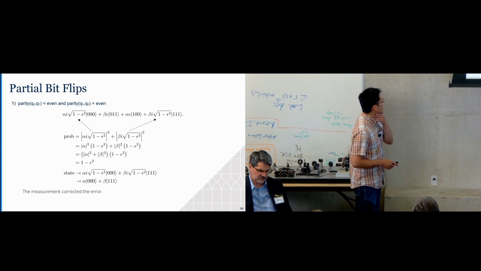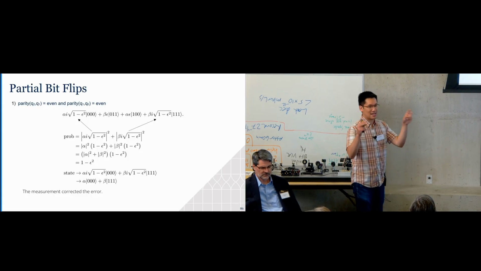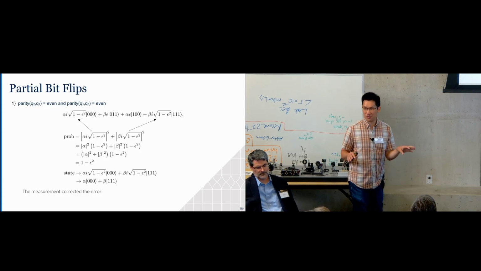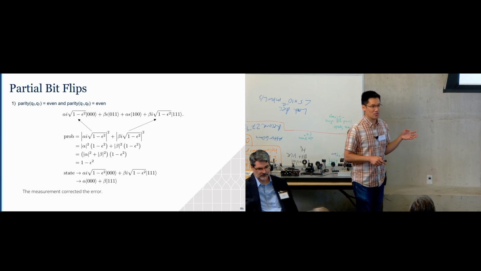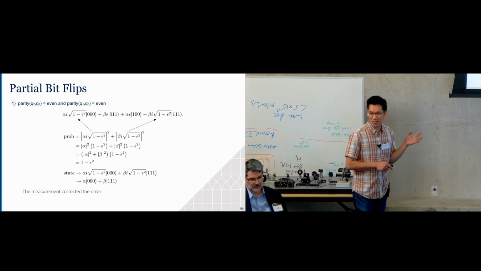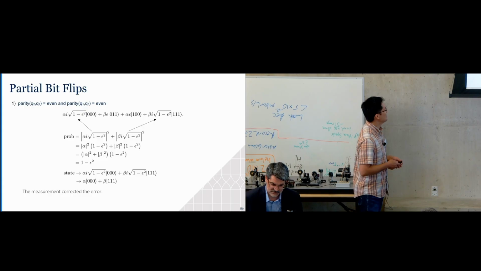So what we see in this case is that if we measure even for both of those, that means the state collapsed into 1 where everything agrees, and that actually corrected the error. So in this case, it's possible that we didn't even know there was an error because the measurement in itself actually fixed it.